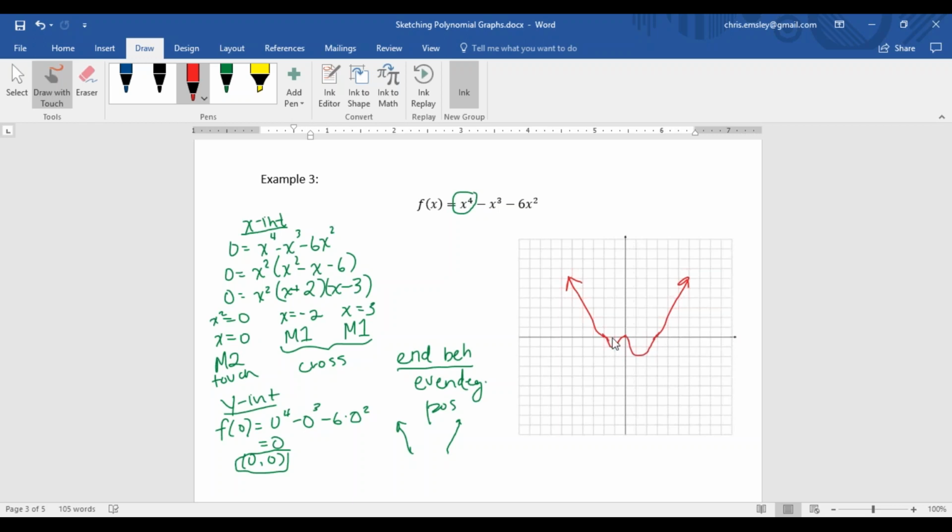You really use your x-intercepts as your guiding points. You have to connect those dots somehow, and the rest of the clues of the graph tell you how to connect those dots.